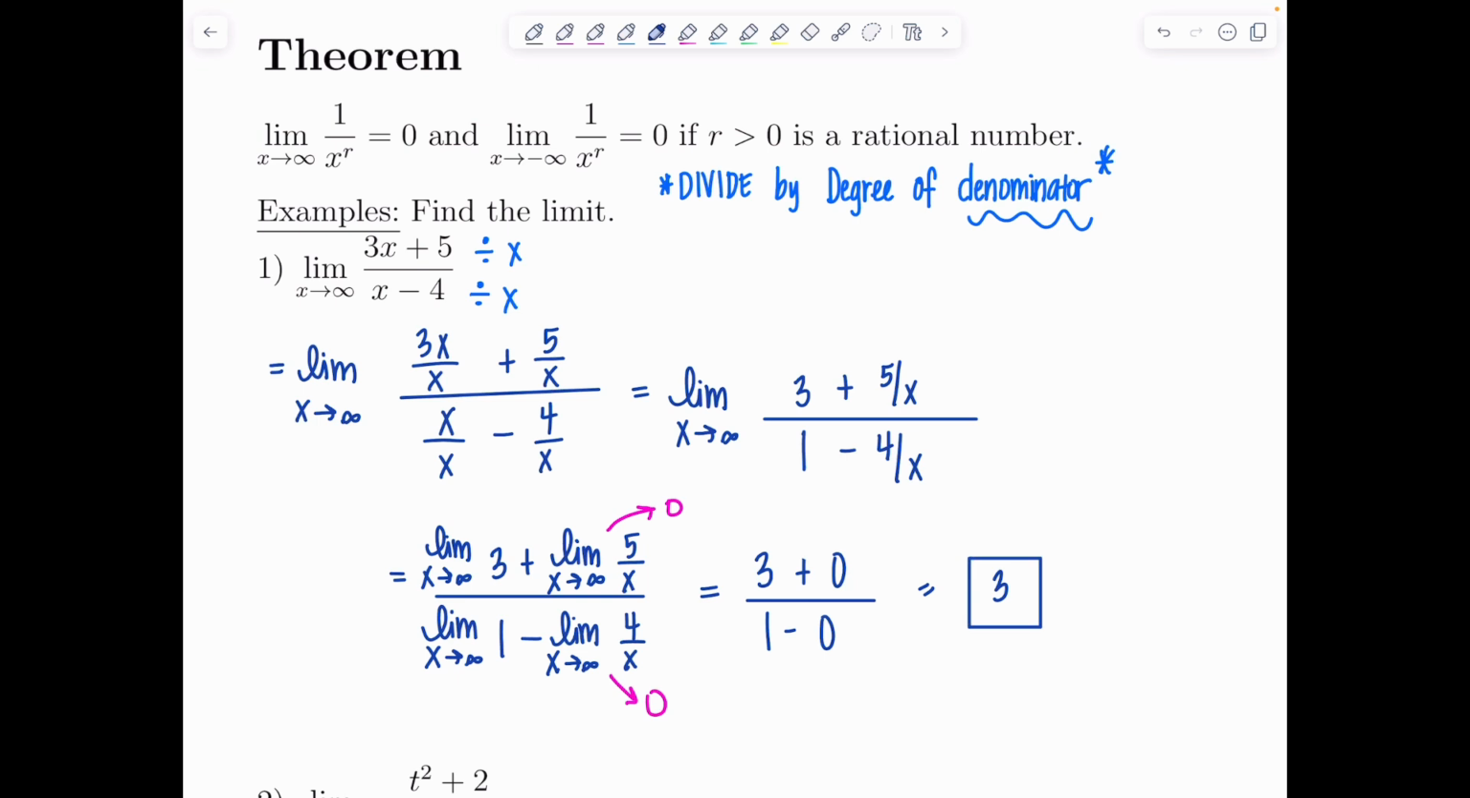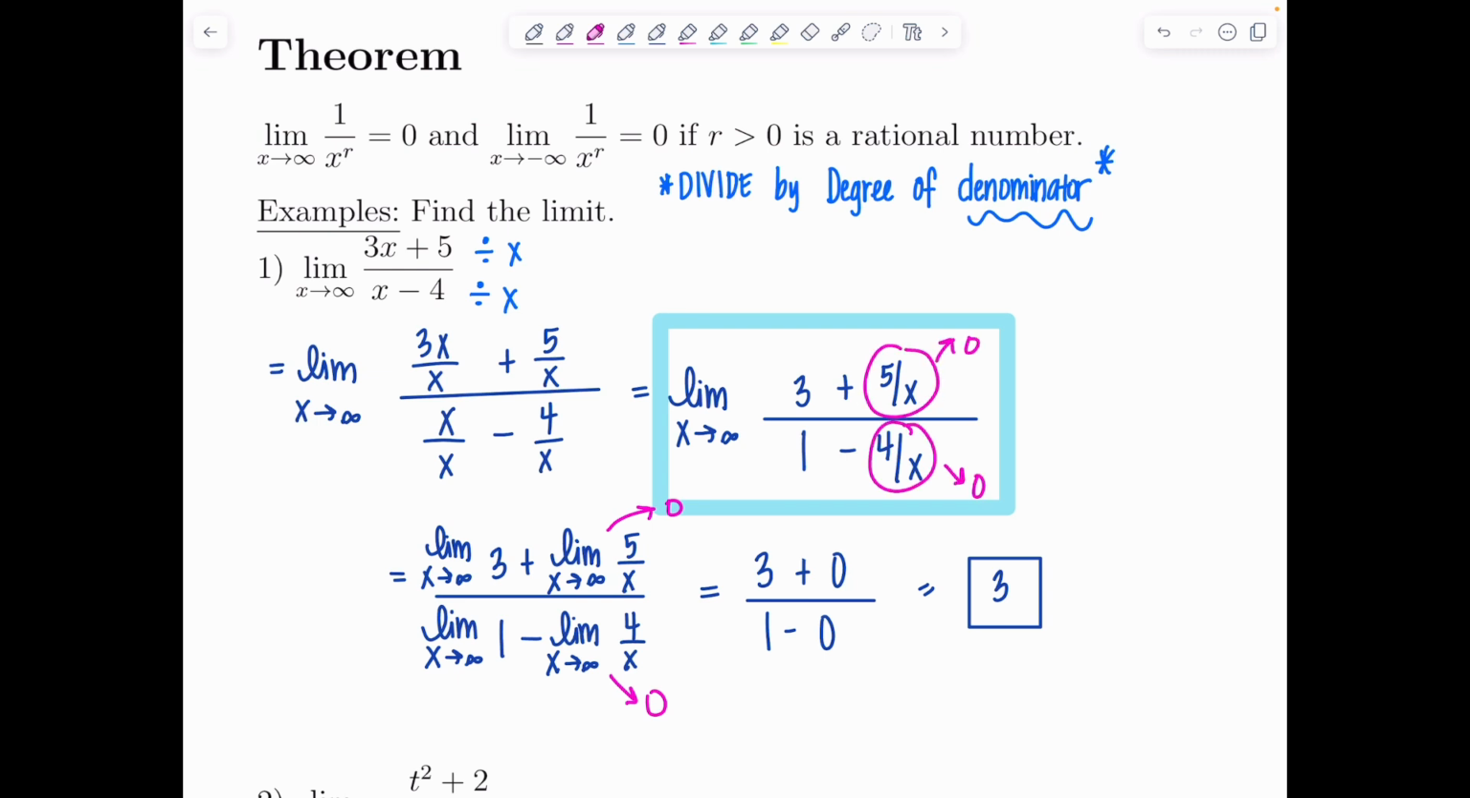Okay, but for the next problem, I'm not going to write out this step. You don't need to. You can just go from here. You want to see what you could do? Of course, Professor V, we don't want to write extra steps. What are you thinking? You just go, oh, this guy goes to 0, this guy goes to 0, and then all I'm left with is 3 over 1, 3. Boom. Nice, huh?